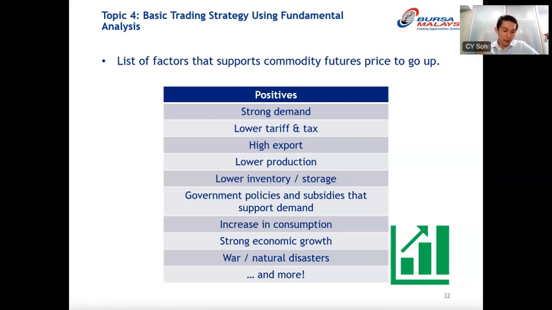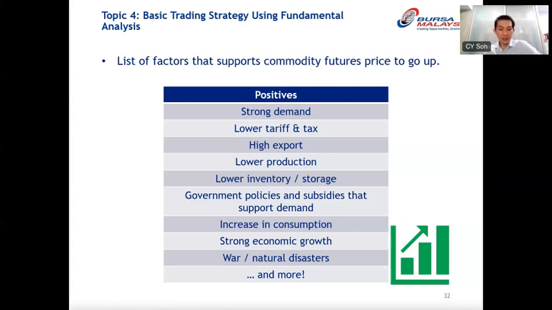Okay. Government policies and subsidies that support the demand for the commodities. For example, if the government supports or stimulates demand for a specific commodity, such as policies promoting biodiesel from crude palm oil, this can increase the demand for crude palm oil, and therefore it will drive futures price up. Increase in consumption can also increase demand for commodities.